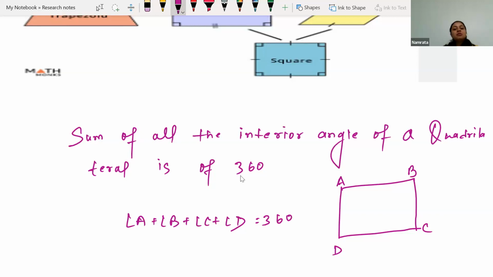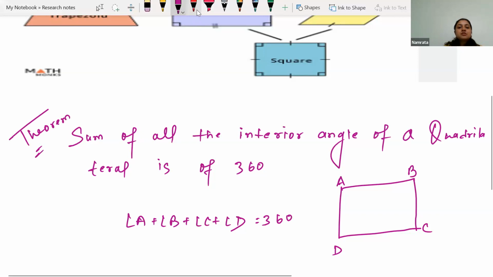If we have to prove this theorem, that the sum of all the interior angles of a quadrilateral is 360 degrees, how will we prove it? Let's prove it quickly, then we will get back to our family tree. We can divide our quadrilateral into triangles. If we draw the diagonal BD or maybe diagonal AC, we will be able to divide this quadrilateral into two triangles.